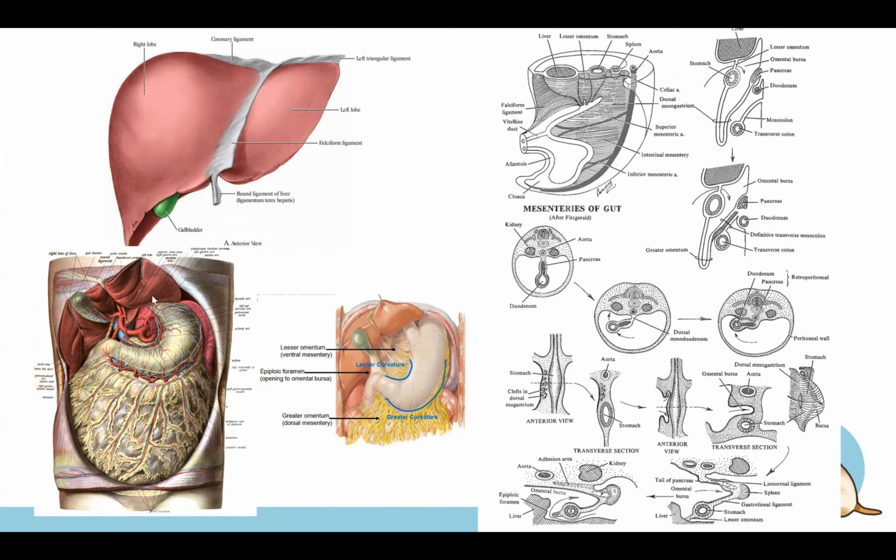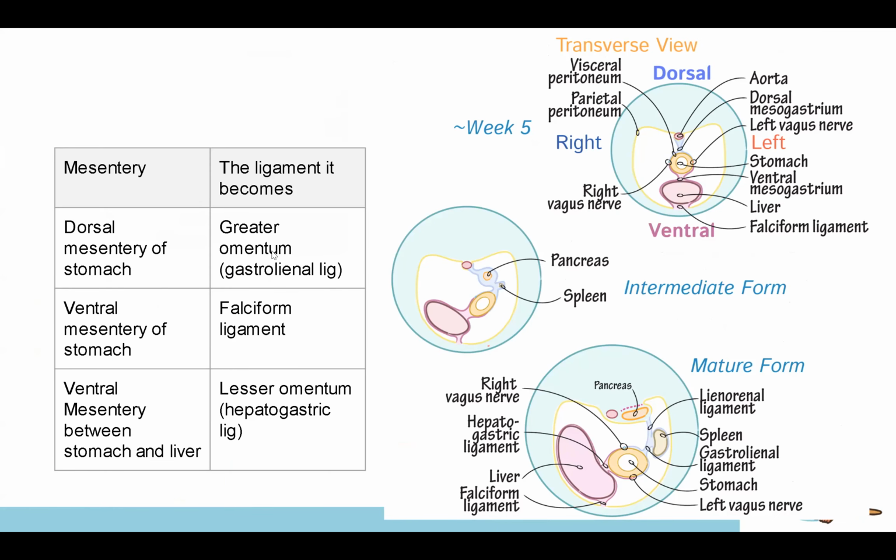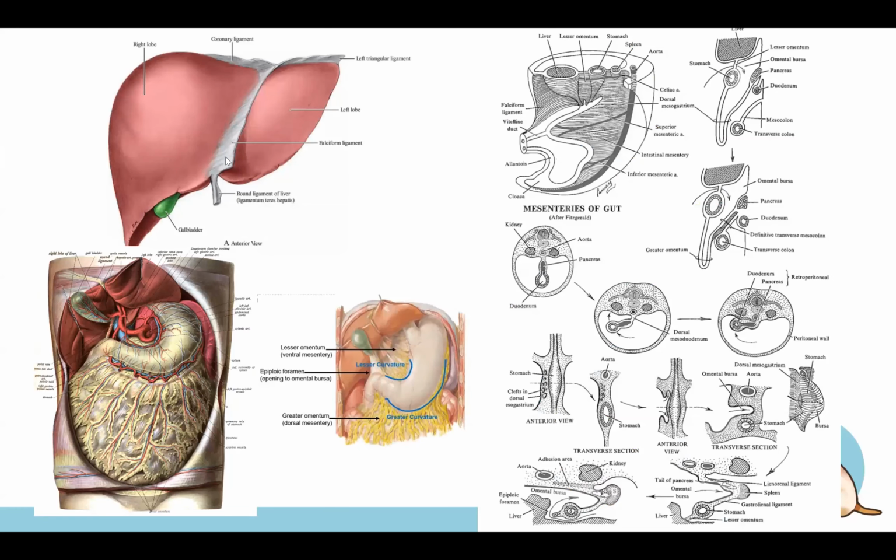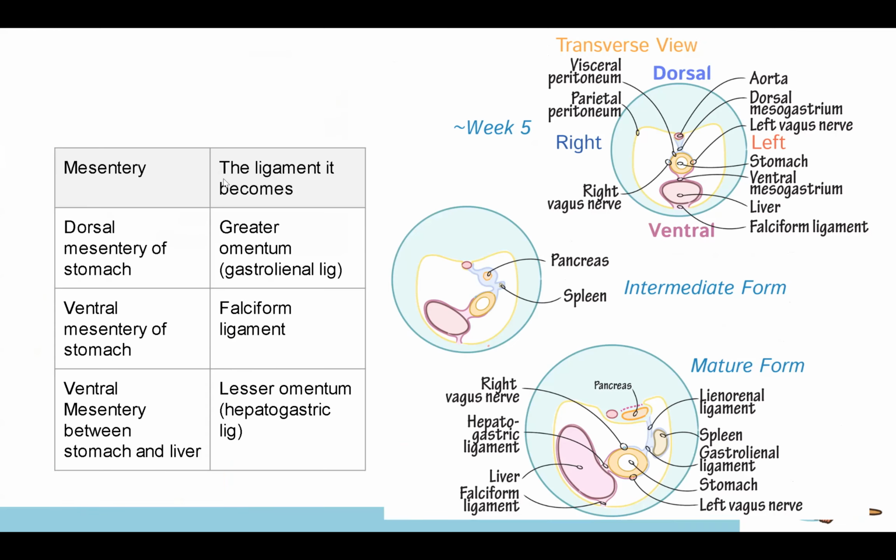So these pictures here, I'm just demonstrating for those who may not know what the different ligaments are. So the falciform ligament connects the liver to the anterior abdominal wall, okay? And as you can see, this comes from our ventral mesentery.